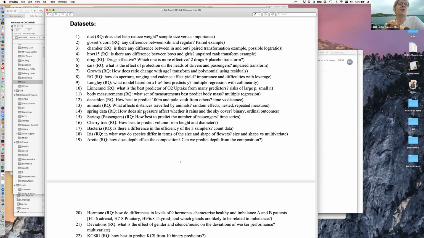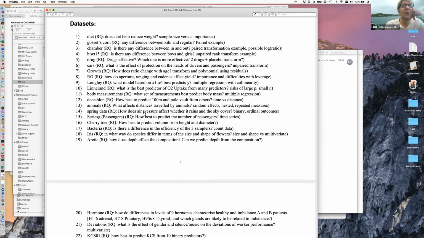So the cherry tree is another one illustrating issues around finding a meaningful model. The bacteria is an example of looking at count data. So count data, our start point is usually a Poisson distribution, which we can fit within the generalized linear model. So that's again very easy in JMP.